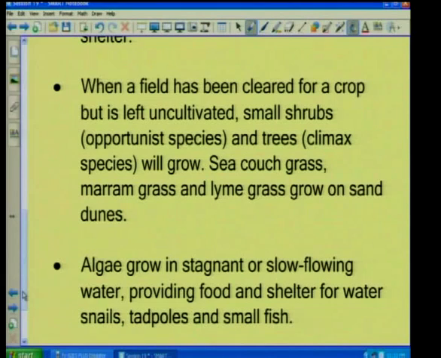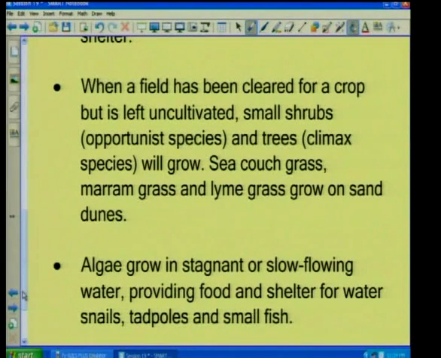Now, this would be like, for example, when a field is being cleared for a crop, and it's left uncultivated. So they sort of come in, planted mealies. Mealies are ripe, we've picked them, they've been harvested, and now we clean the field, and the field's sitting there. And within a couple of weeks, you're going to find little plants and things that are growing there. So when it's left uncultivated, you're going to get your small shrubs. They're opportunistic. You're going to get trees. Climax species are going to grow.